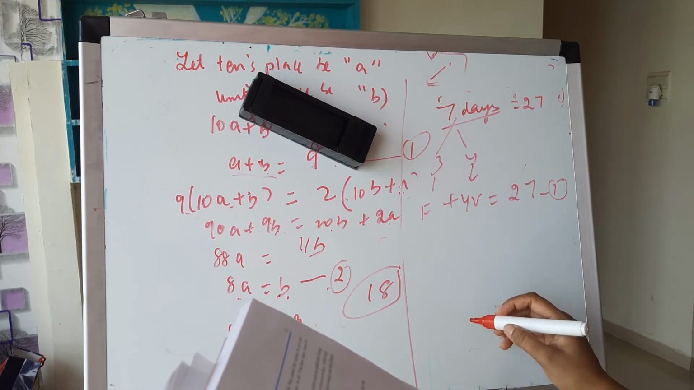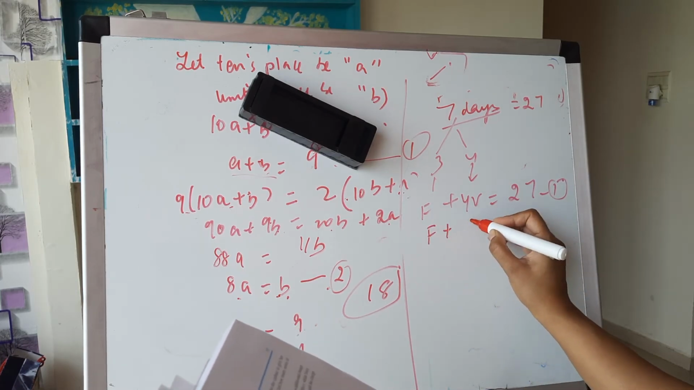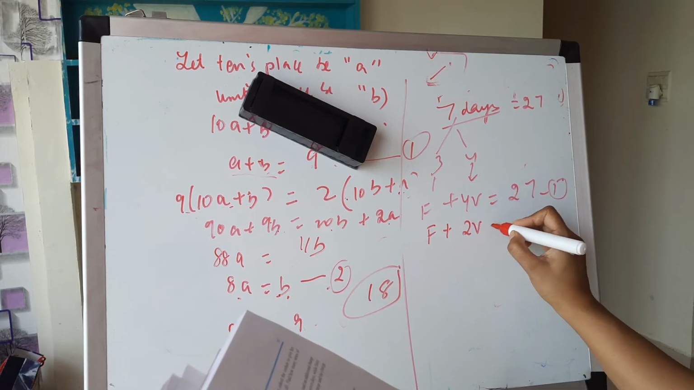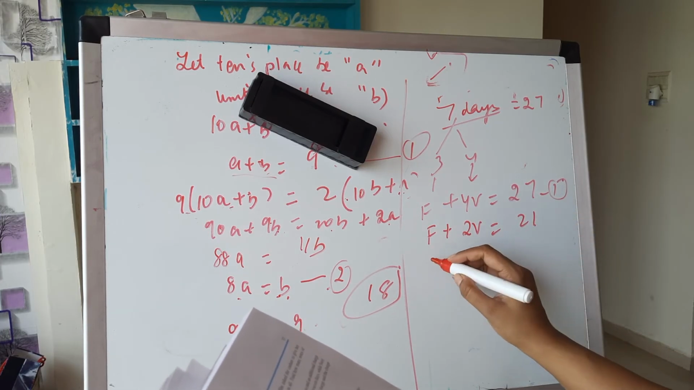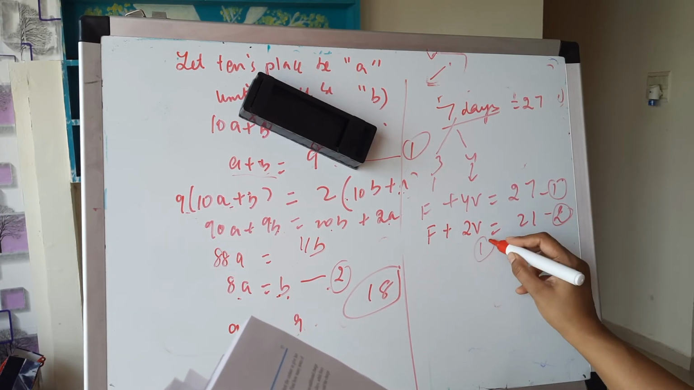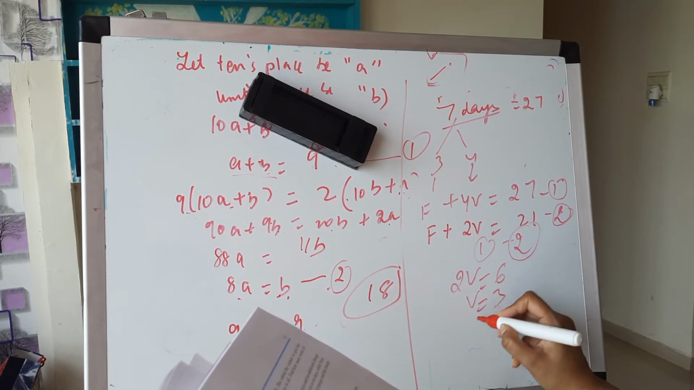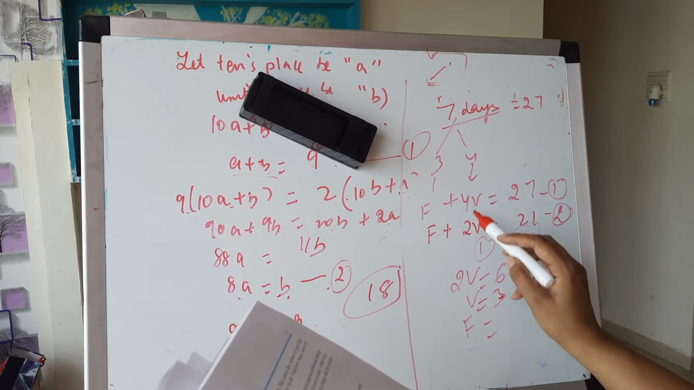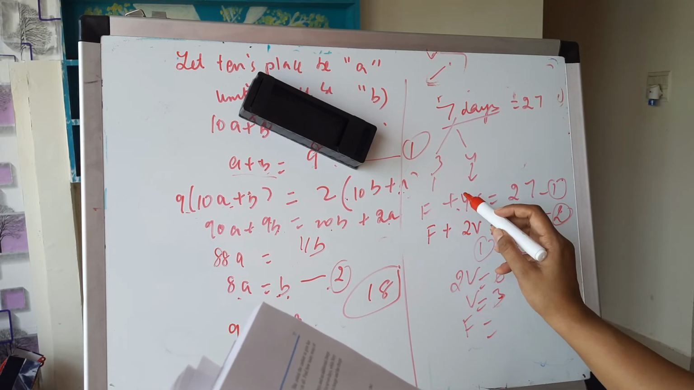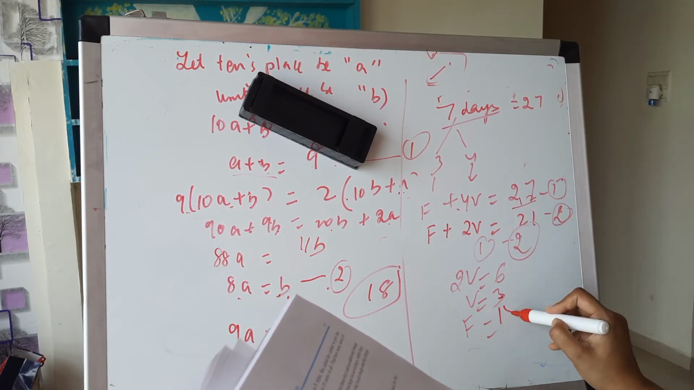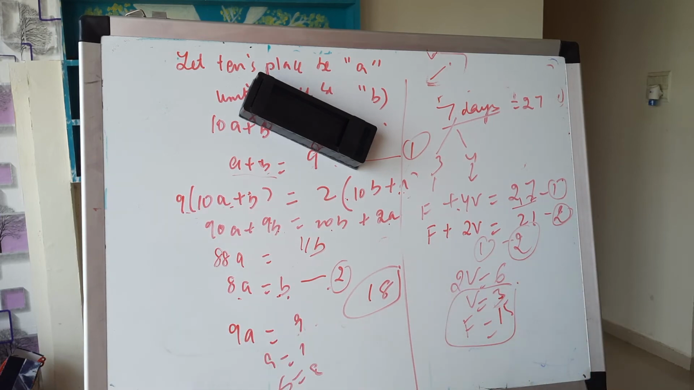Susie paid 21. She kept for 5 days. Right? So it is 2v equal to 21. Simply 1 minus 2. Substituting the value of v in this. 3 4s are 12. Bring 12 here, 15 will come. So this is our charge. v is equal to 3 and f is equal to 15.